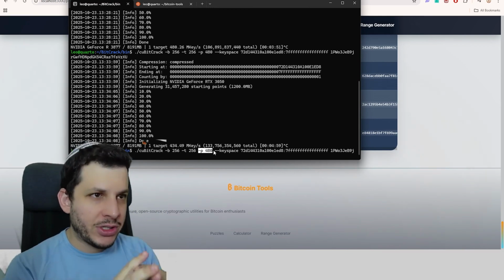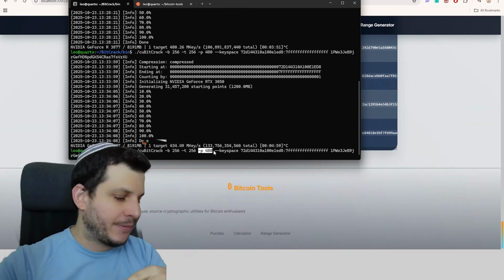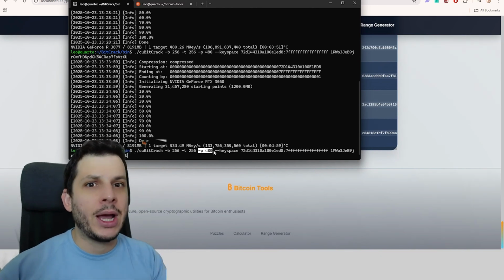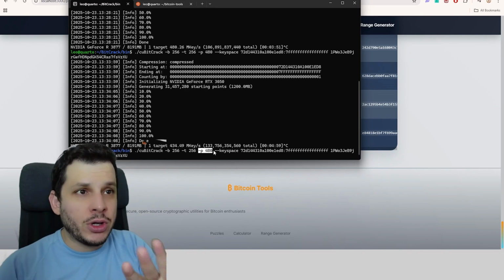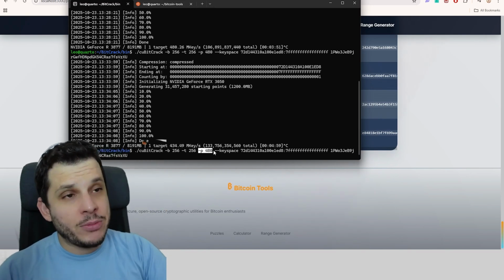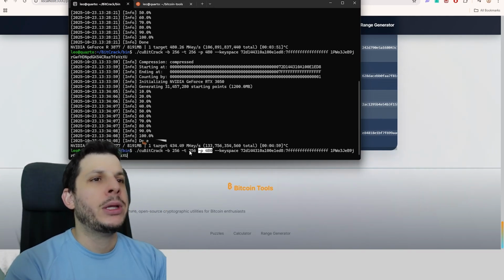I haven't stopped to research it yet, but it's a number you should play around with, right? Depending on your graphics card, this number can be higher or lower to make the search more efficient. But without using this parameter, I was running 200 million keys per second. With this parameter, it's running 500 million keys per second, more than double.